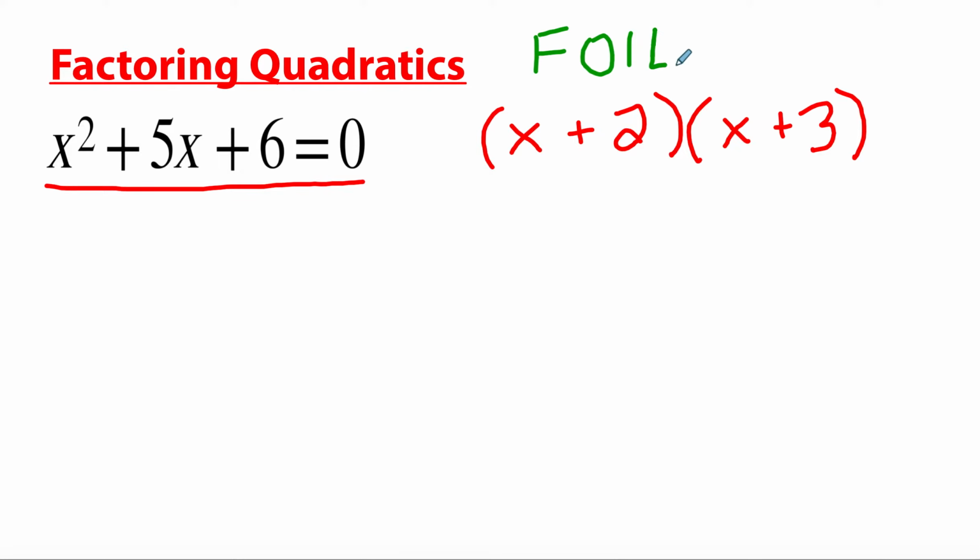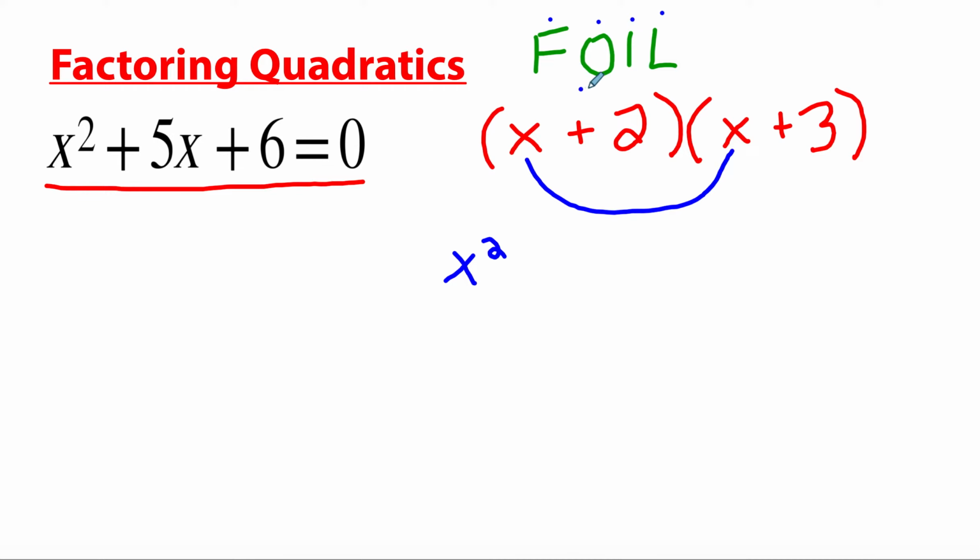And FOIL stands for first, outside, inside, last. And here's what that means. You're going to be multiplying two things to each other each step along this process, FOIL. And what you're going to be multiplying for F are the first terms in each expression. Well, what's the first term in each expression? The first term in each expression is x and x. So first I'm going to multiply x times x. X times x is x squared.